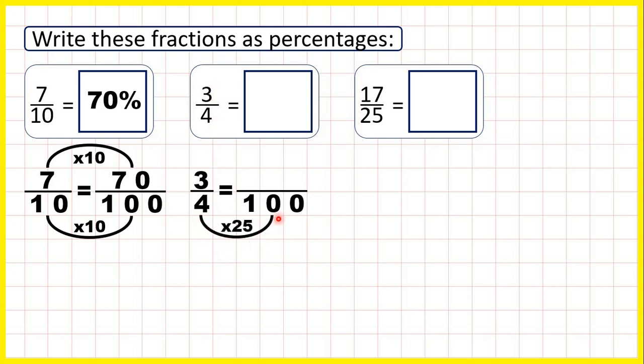Now we have 3/4. 4 times 25 is 100, and what we do to the denominator, we do to the numerator. 3 times 25 is 75, so that's 75%.